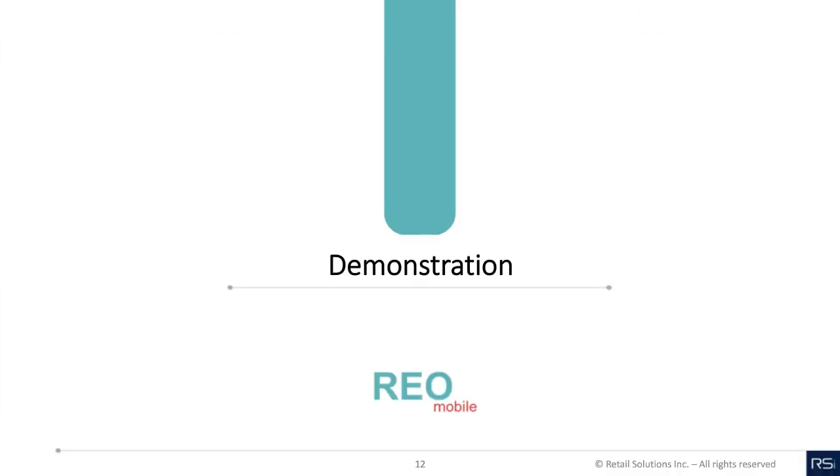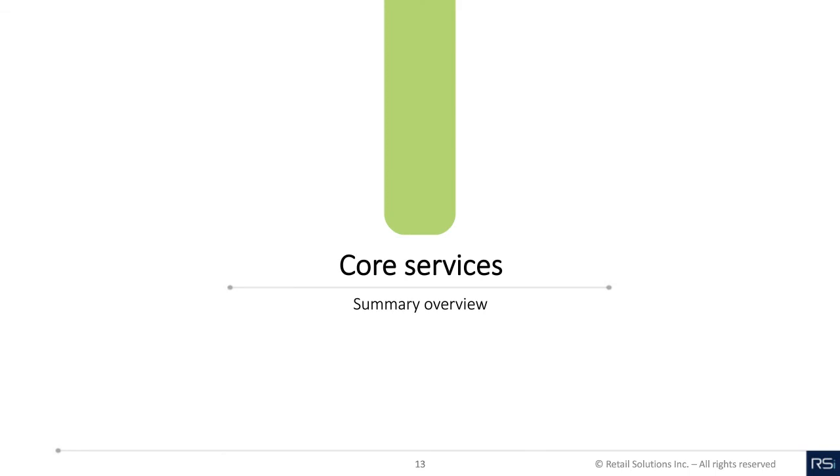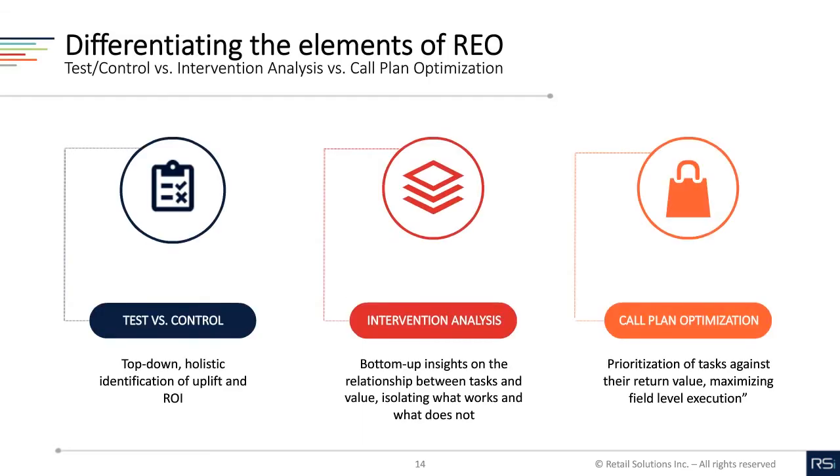Now, moving on to the core services within REO. Differentiating the elements of retail execution optimization. The second part of today's webinar will focus on the core services provided in REO. The 3 elements we're about to walk through make up the fundamentals of the REO offering, allowing granular level analysis of performance, enabling you as the customer to understand the true return from your field broker investment.